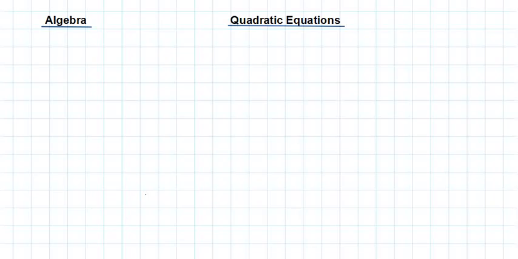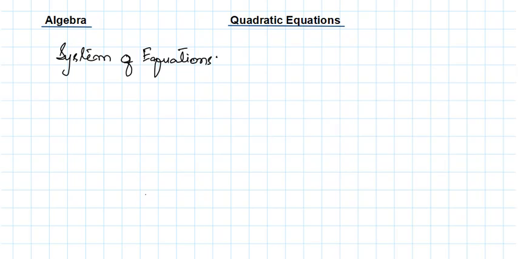Our today's topic of discussion is quadratic equations. We already discussed the system of equations. Right? We have already done the differentiation between an equation and an expression. Equations can be classified according to the highest power, which is called the degree of the equation or degree of the polynomial.